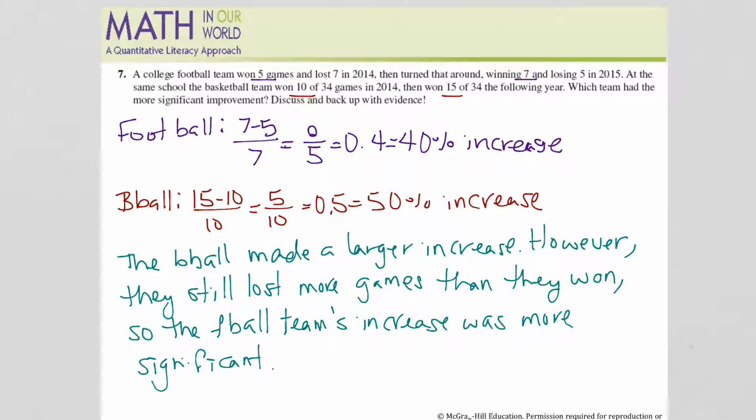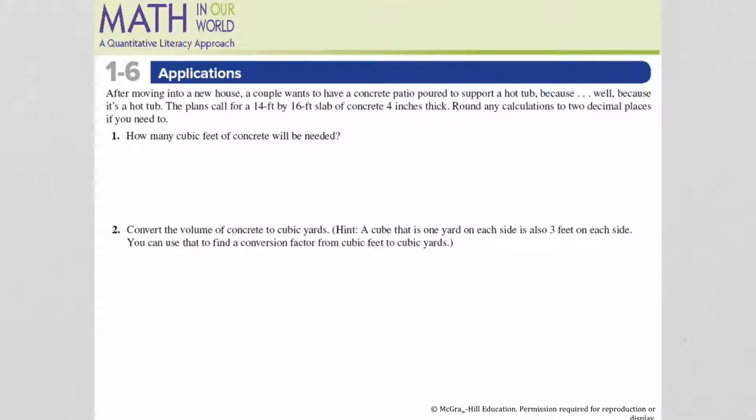Okay, just a few more things we're going to look at here. So, in this last part of the lesson, we're going to look at more conversions. After moving into a new house, a couple wants to have a concrete patio poured to support a hot tub because, well, it's a hot tub, right? Cool. The plans call for a 14-foot by 16-foot slab of concrete that's 4 inches thick. Round any calculations to 2 decimals. Okay. How many cubic feet of concrete will be needed?